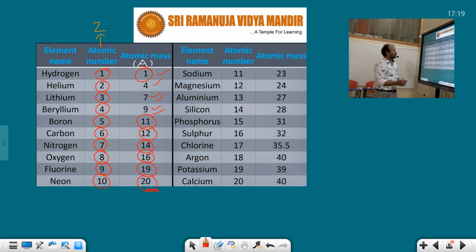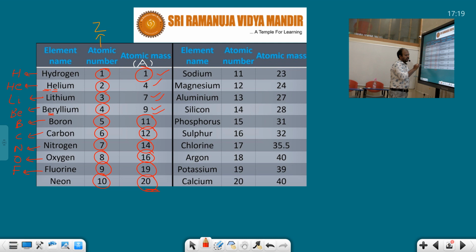The hydrogen symbol we know is H. For helium, H is already written, so for the second letter you should take E: He. Lithium symbol is Li. Beryllium symbol is Be: only B means boron, so for the second letter you should take E, beryllium. Boron symbol, I already told you, is B. Carbon's first letter C is the symbol. Nitrogen symbol is N. Oxygen symbol is O. Fluorine symbol is F. Neon's first letter is N. Whenever you write N alone, that is nitrogen. That's why we take the second letter E: Ne, neon.